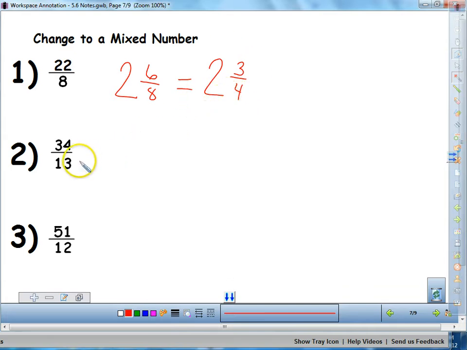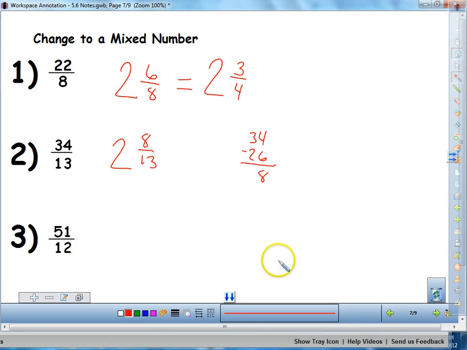So how about this one? Well, we got some weird numbers going on here. 34/13. How many times can 13 go into 34? Well, 13 times 2 is 26, times 3 is 39, so not quite 3 times. I'm going to go 2 again. So 2 times 13 was 26. What do I get when I have 34 minus 26? Well, 14 minus 6 is 8. There we go. So I'm going to have 2 and 8/13.